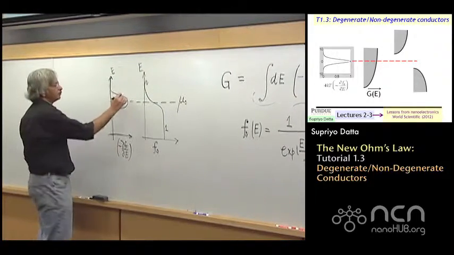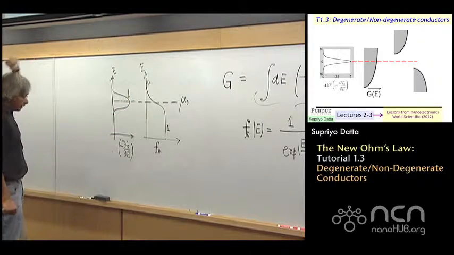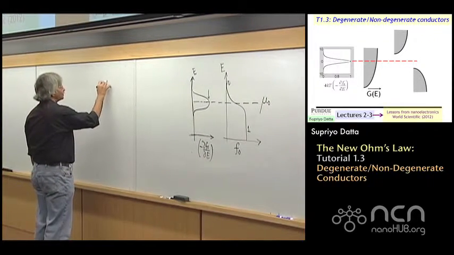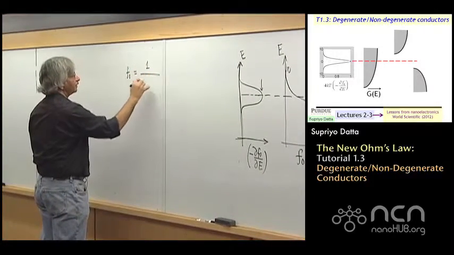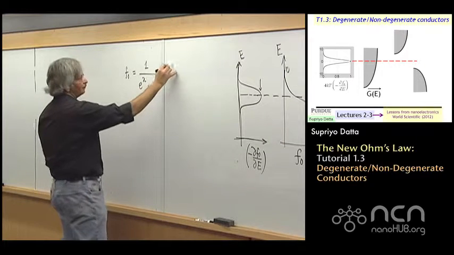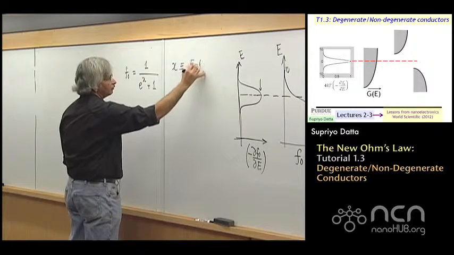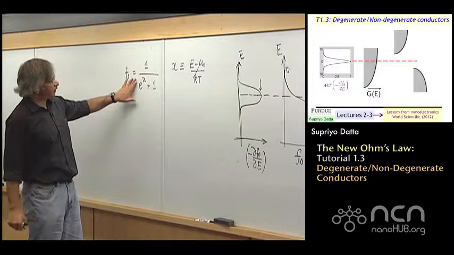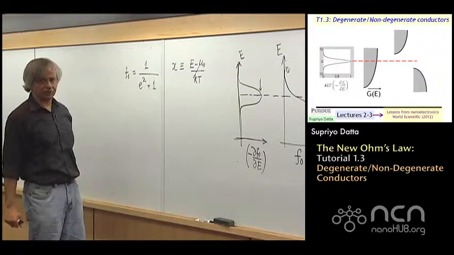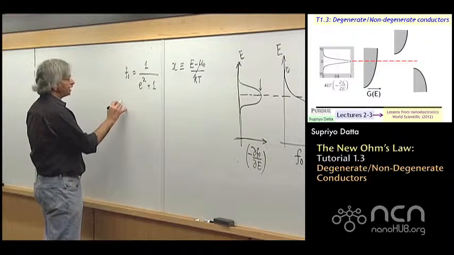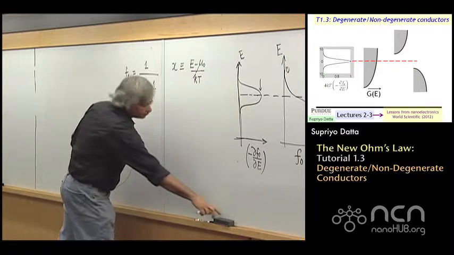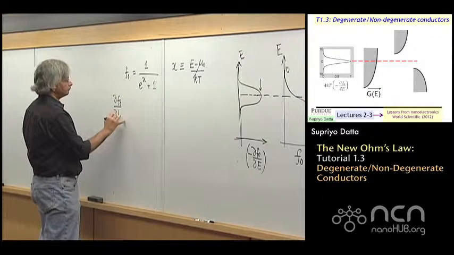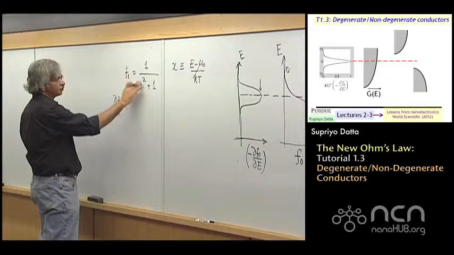Now, what is the peak value of this function? Well, for this, we could evaluate the derivative properly. So if you write F0, it looks like 1 divided by e to the power x plus 1, if I define x as E minus mu 0 over kT. Then you can write F0, this Fermi function, as 1 divided by e to the power x plus 1. So when I take the derivative of that, I'm trying to get del F0 del E. So that's like taking the derivative of F0 with respect to x.